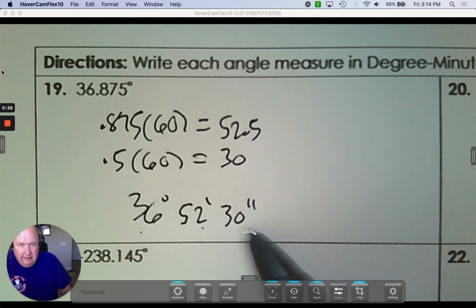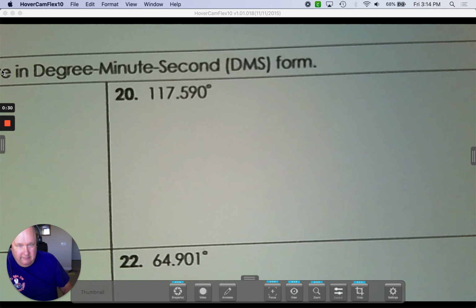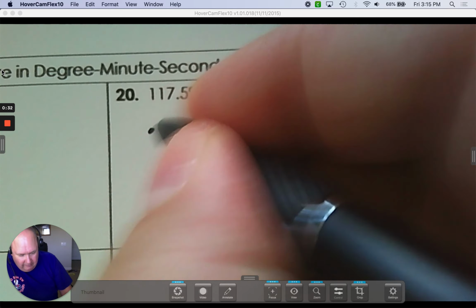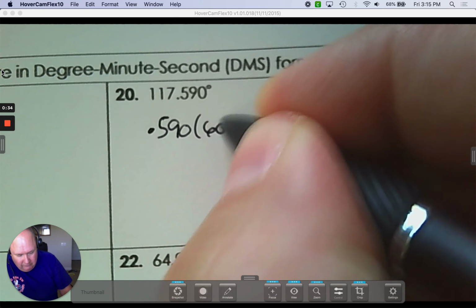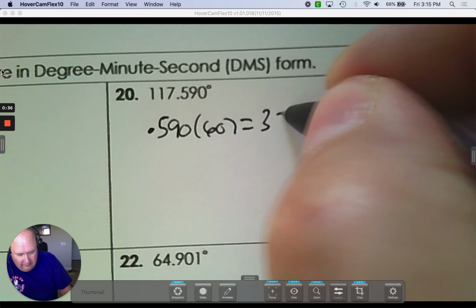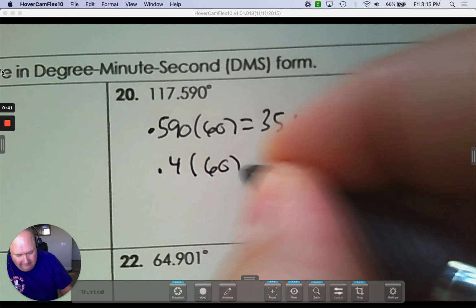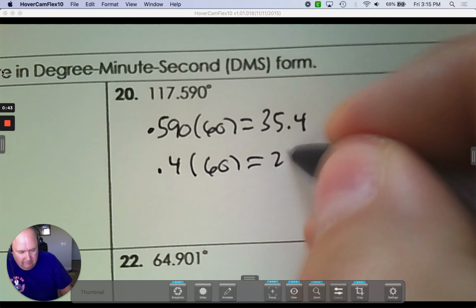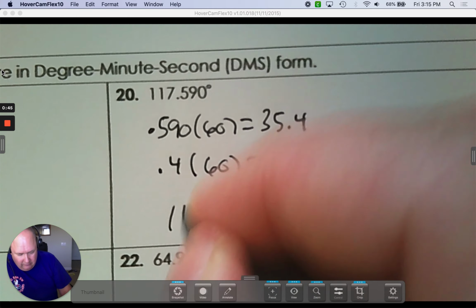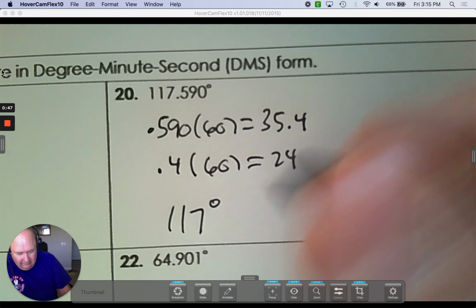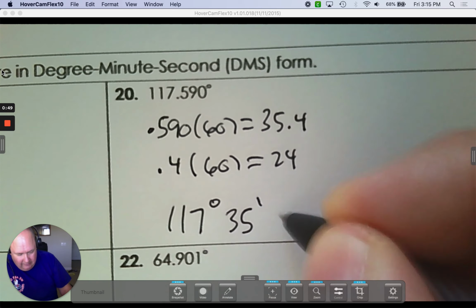That's called DMS. All right, number 20. How do I convert this? Take 0.590 times 60. That gives you 35.4. Take the decimal again, 0.4, again times 60. That gives you 24. And then put those numbers together. So that's 117 degrees, 35 minutes, and 24 seconds.